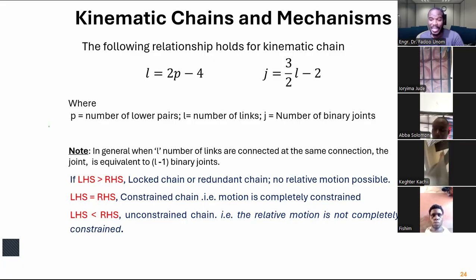We can predict them. If, however, the left-hand side of both of these equations is less than the right-hand side, then we have an unconstrained chain. We have a non-kinematic chain, where when you move one link, the other links can move however they choose to move. We cannot predict or define their motion.